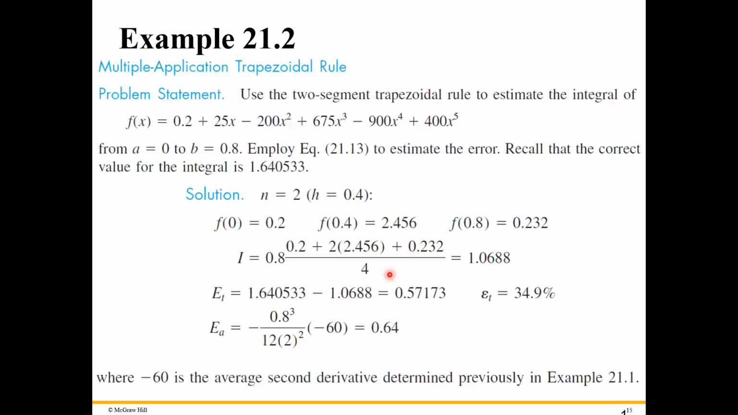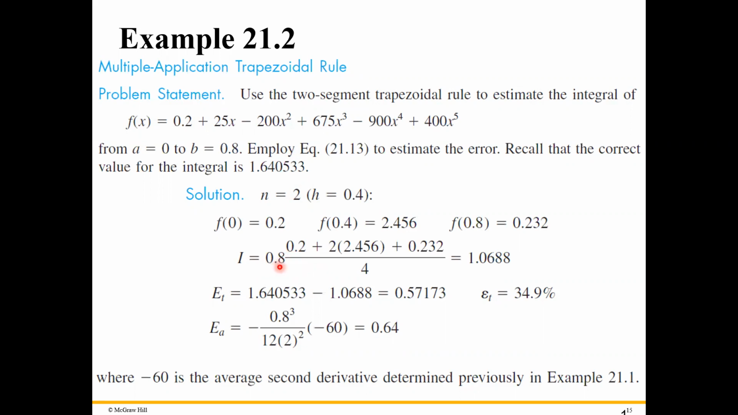Here we can apply it with the help of this multiple application trapezoidal rule. It is the same equation as before, the fifth order equation. For this fifth order equation, instead of taking just one single application, we can take two segments. If we take two segments over here, then we can apply this formula.